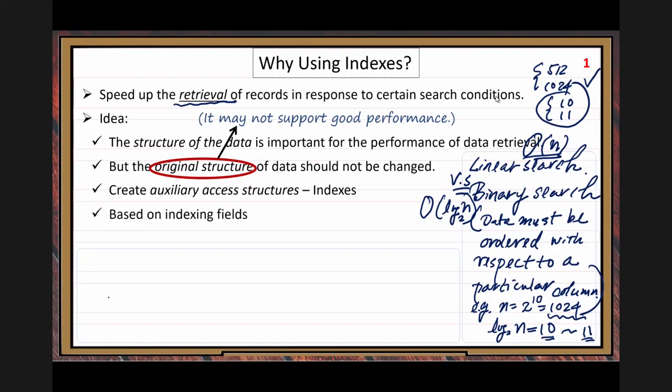Based on the indexing field. For each index file, you need to specify an indexing field. I talked about when you sort the table, which column you want to use to do the sorting. That column we call the indexing field. Here, multiple indexes on different fields for the same file are allowed.